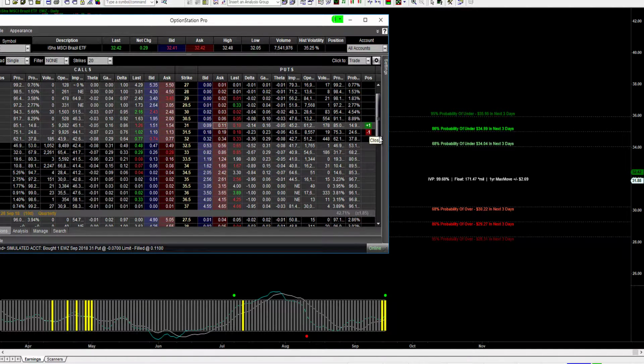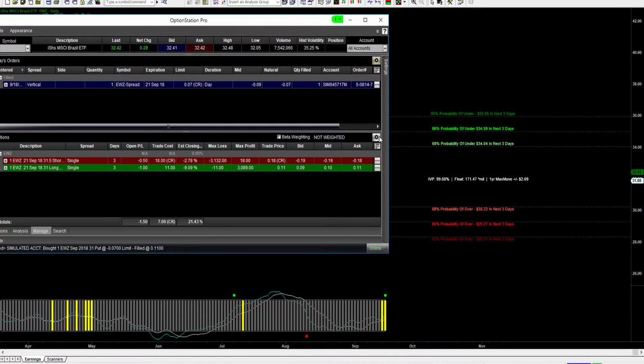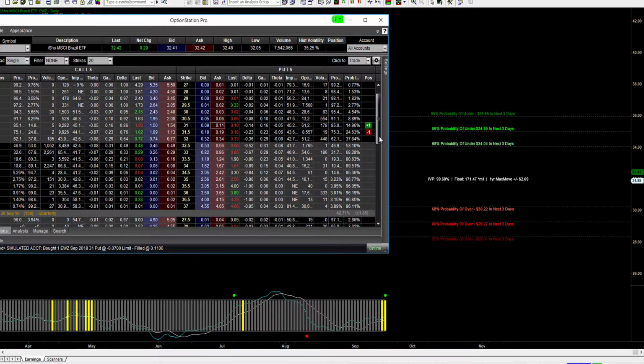And we immediately got the order filled. You can see quantities updated. We'll check our manage tab, and we are in the trade. All right, now we're going to be looking at the next trade.